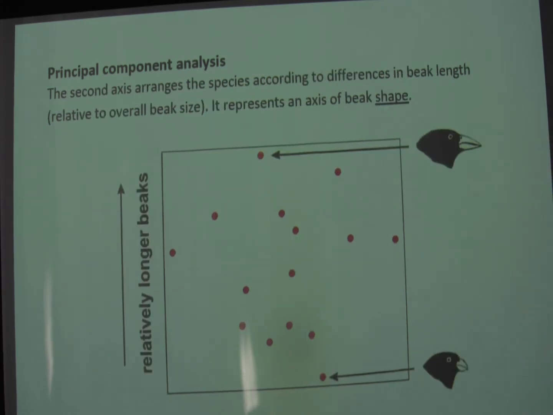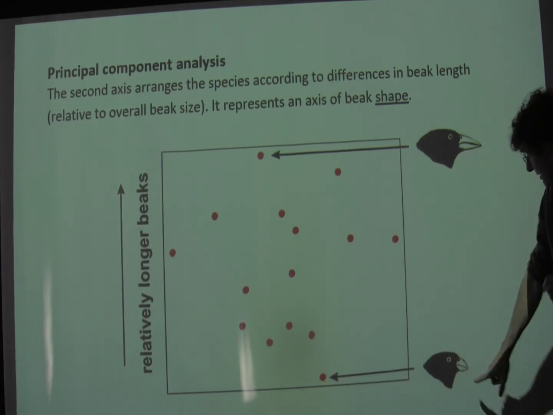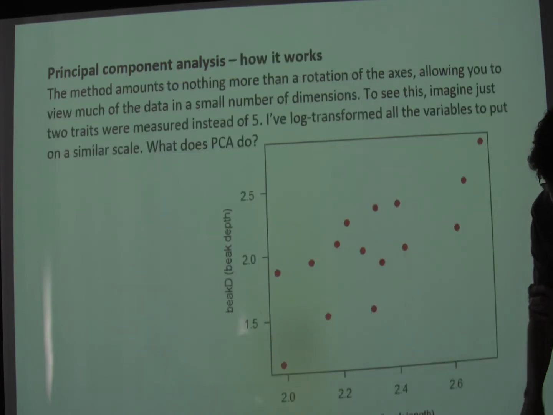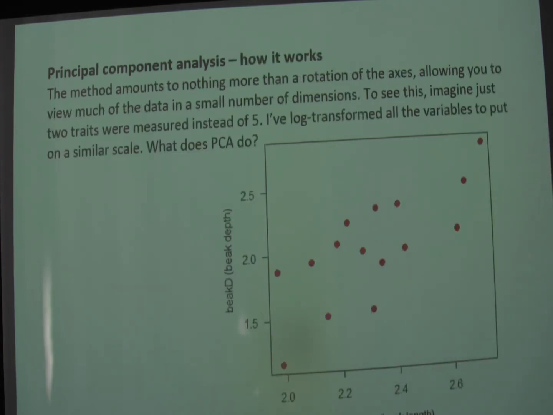And in this case, the second axis is also relatively interpretable. Generally, it separates those species at one extreme that have relatively long bills for a given size from those that have relatively short bills for a given size. So it would represent what we would think of as an axis of beak shape. So we're getting something interpretable from this analysis.